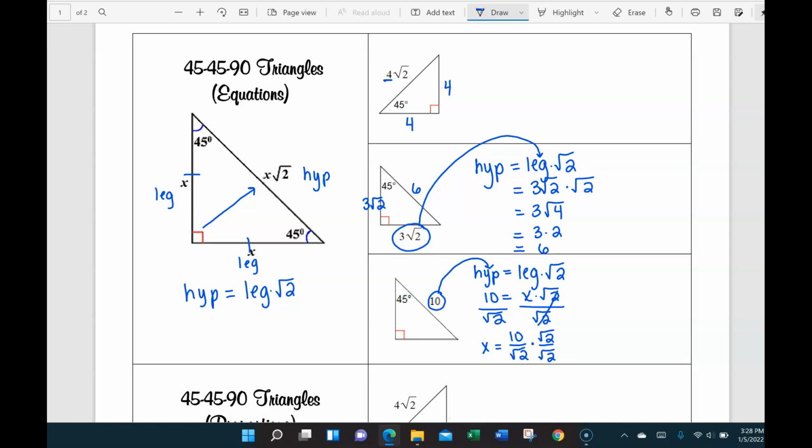So I'm going to multiply the numerator and denominator by the square root of 2, which will give me 10 times the square root of 2 all over 2. And then I need to check the coefficients, and I can see I have 10 divided by 2, which simplifies to 5 root 2. So my legs will be 5 root 2.